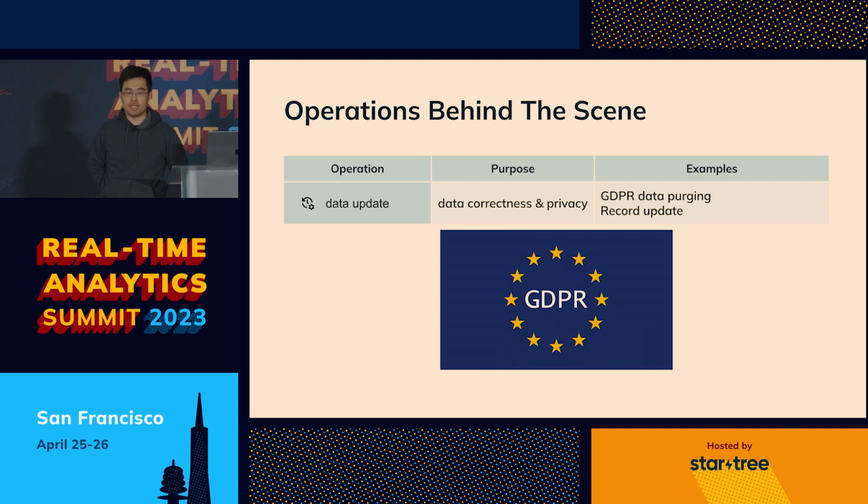The second type of operation is data update. Data update means once the data is in the Pinot system, we may need to modify it. Typical examples include GDPR data pruning. That means users, for some reason, want us to delete the data. The other example is record update, where we want to keep the data consistent with the data source when some of the data has been updated. The goal of data update is to keep the data in the system always correct, and also to protect the user's privacy.